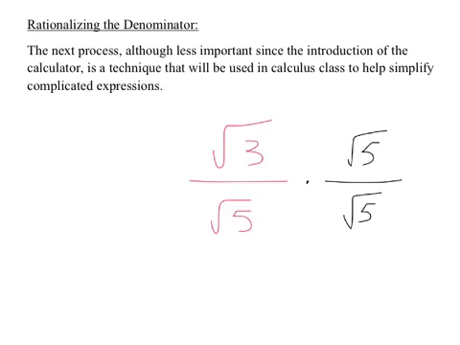We've made a perfect square. We look for radical 25. We've made a perfect square here. What does the top become? Radical 15, all over 5.